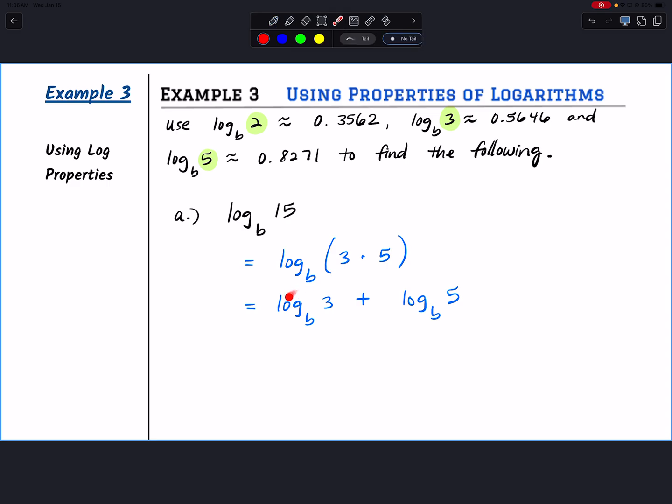They told us what this decimal is. So this is the same thing as 0.5646 plus 0.8271. And if we add those together, we get 1.3917.